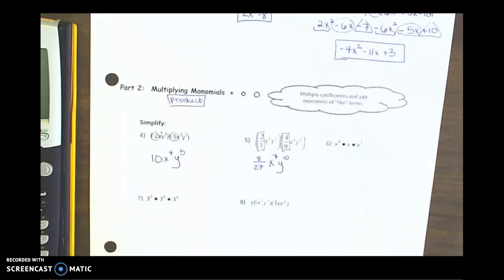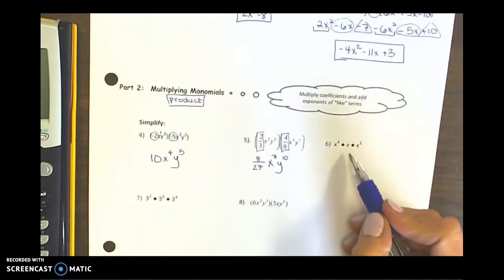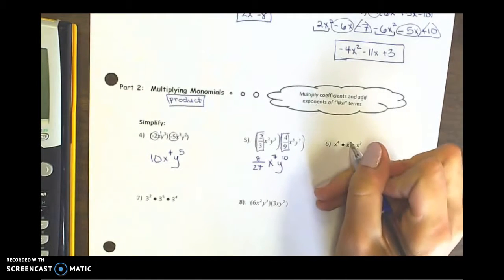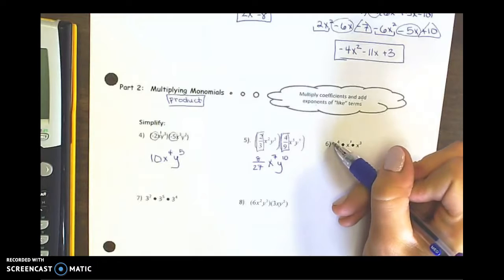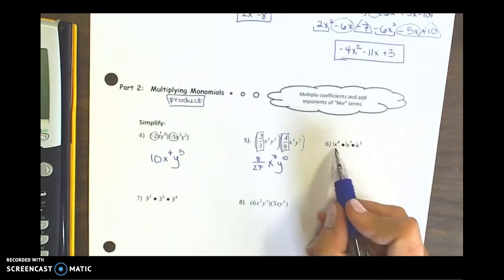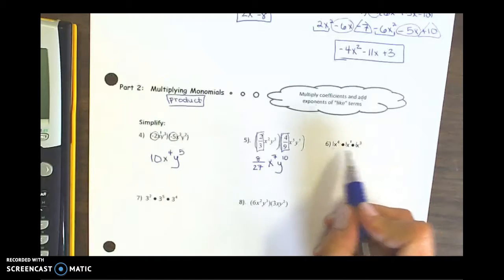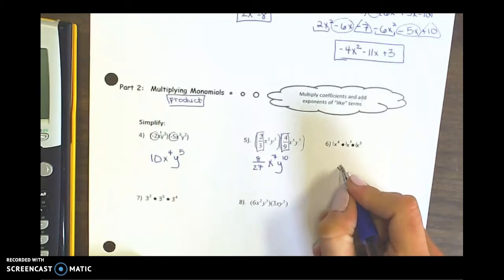And we've got it. All right, let's take a look at number 6. X to the fourth. Now if there's no power, there's really a power of 1, and x to the third. So really, if there's no coefficient, there's really a coefficient of 1. So 1 times 1 times 1 is just 1. X to the 4, x to the 1, so 4 plus 1 is 5, plus 3 is 8. So this is really x to the 8.